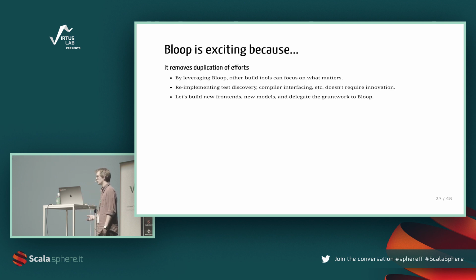And something else that is useful for tooling authors here is that Bloop removes duplication of efforts. So it is not interesting for us all to re-implement in every tool test discovery, how to interface with the compiler, how to make sure that incremental compilation works. I think it's much more interesting if we can just reuse all the work that has been done in Bloop, and that we use the time that we now have on our hands to build new front ends, have new ideas, come up with new models, and then get all the groundwork that is required for compilation, tests, compile, runs, and so on to Bloop, so that we can focus on new ideas.